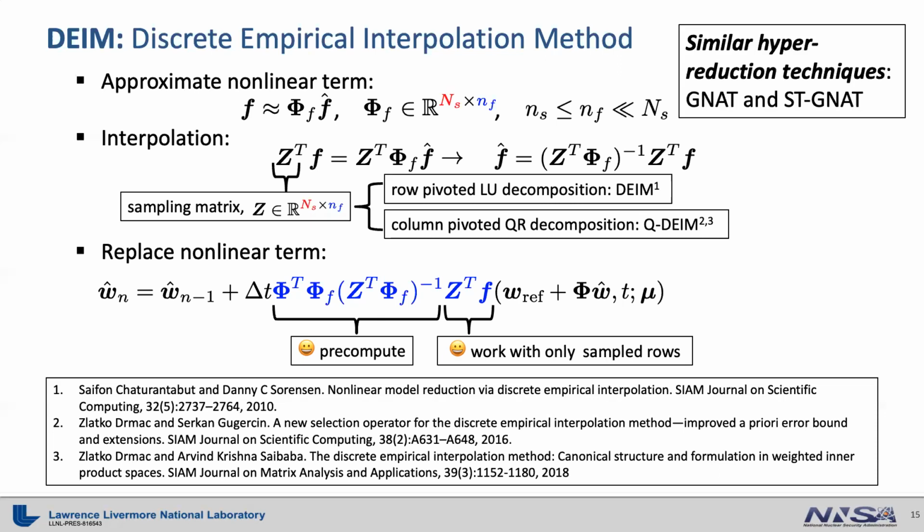There are many variants of DEIM, for example, GNAT and SD-GNAT, but the main machinery of the hyperreduction follows this paradigm that I have just introduced here.